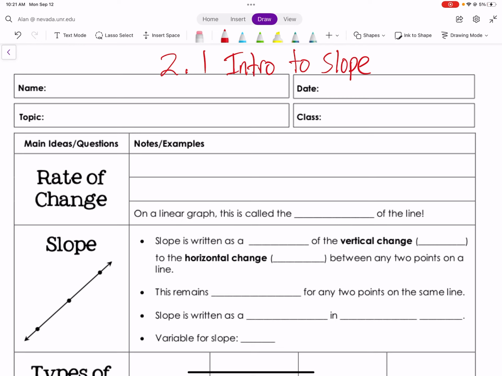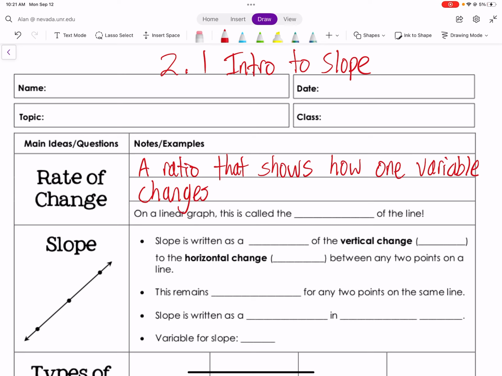Okay, so first, rate of change. This is a ratio that shows how one variable changes with respect to another. In other words, on a linear graph, this is called the slope of the line.